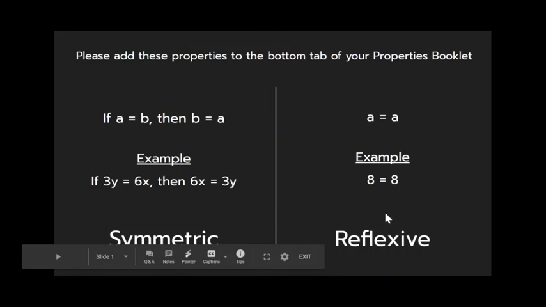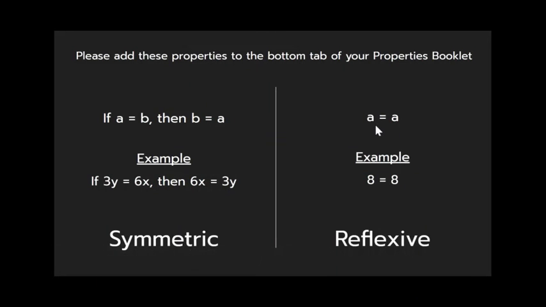And then you have the reflexive property, and this is kind of the most straightforward property that there is. It basically says A equals A. So whatever it is equal to itself. It's very common sense, but you still have to state it. It's a rule. So for example, 8 equals 8.